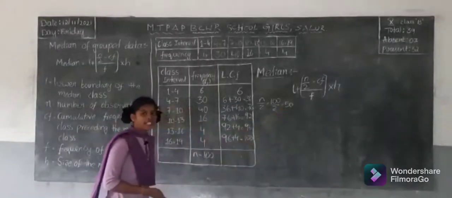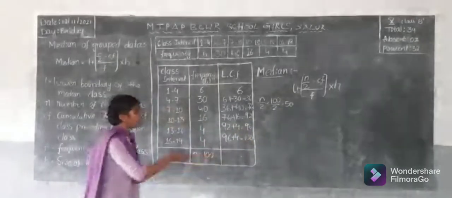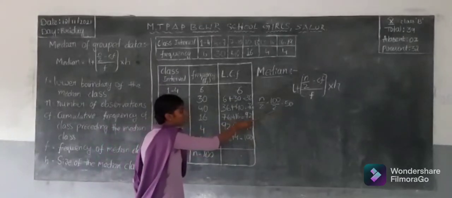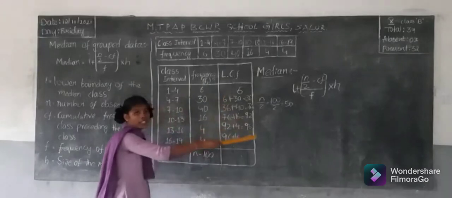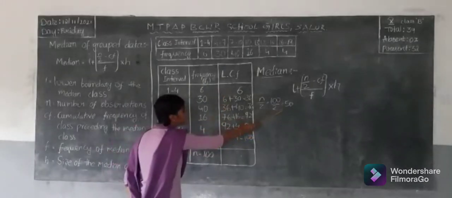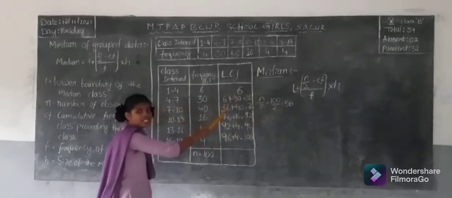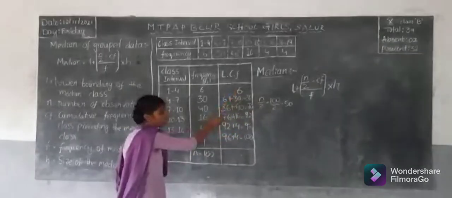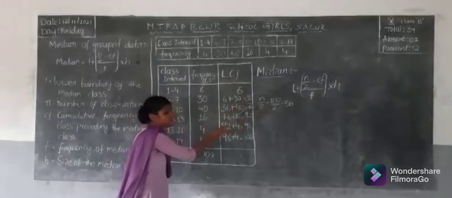Now we want to find the median class interval. Here n by 2 equals 50. We want to check that n by 2 value in the less than cumulative frequency. Here the n by 2 value is 50. Does 50 come under 6? No. 50 does not come under 36. But 50 comes under 76.